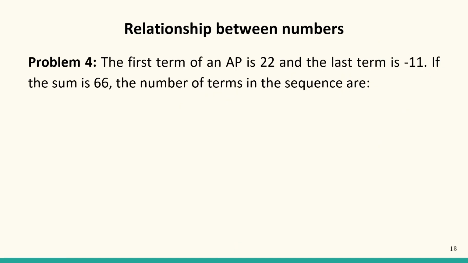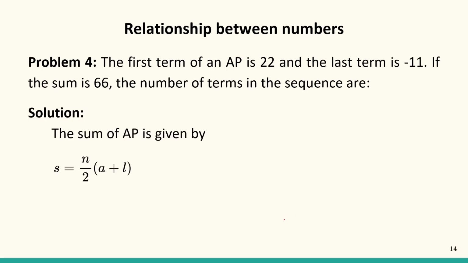So another question is on AP. We can see here the problem number 4. So what it asks us is the first term of an AP is 22 and the last term is minus 11. So the sum is nothing but 66. So it tells us to find out the number of terms in the sequence.